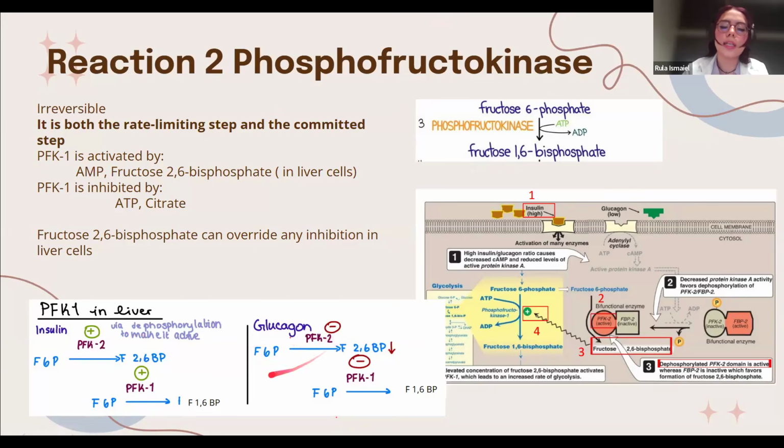Glucagon, on the other hand, stops all of this. It decreases fructose 2,6-bisphosphate, so it lowers the activity of PFK1, so it doesn't create fructose 1,6-bisphosphate. Does this make sense to everybody? Okay, I'm gonna move on.